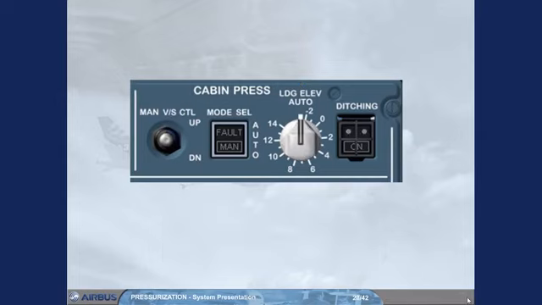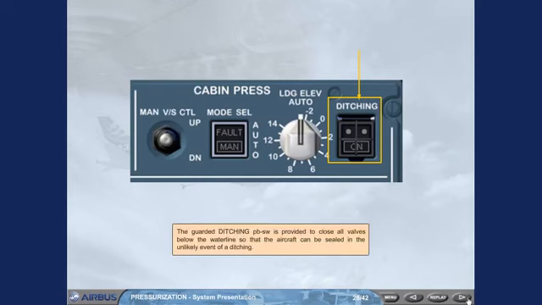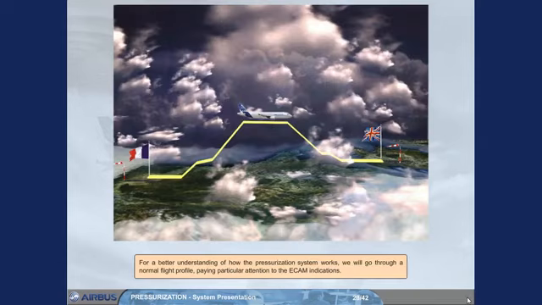The guarded ditching push-button switch is provided to close all valves below the waterline, so that the aircraft can be sealed in the unlikely event of a ditching. For a better understanding of how the pressurization system works, we will go through a normal flight profile, paying particular attention to the ECAM indications.